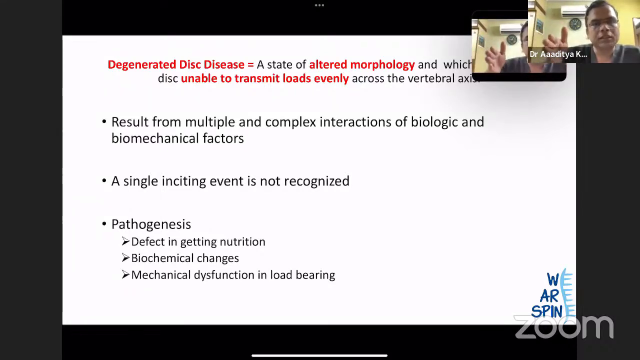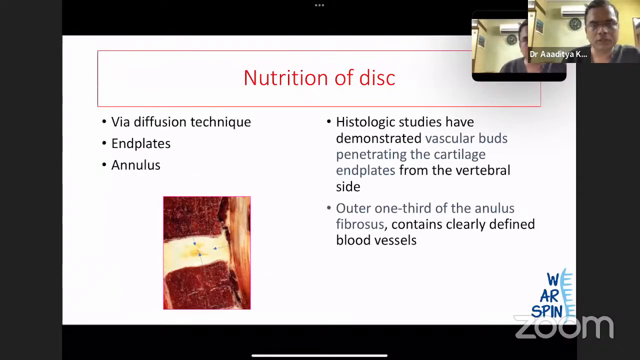The first stage is a defect in the nutrition to the disc, which leads to biochemical changes in the disc, and which eventually leads to mechanical dysfunction of the load bearing capacity of the disc. So the disc gets nutrition via diffusion through the end plates in the adjacent vertebrae and through the annulus fibrosus. Even histological studies have shown vascular buds penetrating through the end plates of the vertebrae and through the outer 1/3 of the annulus fibrosus.